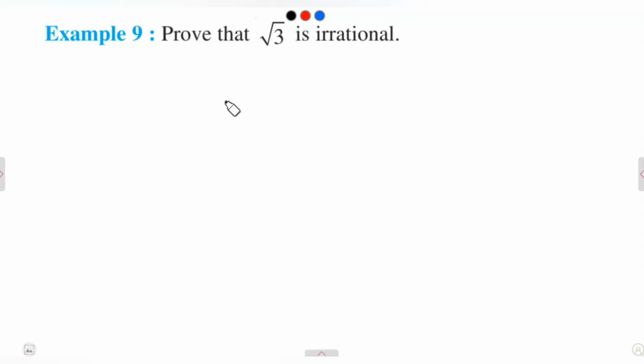Hi everyone. Today let us do some example sums related to proofs of irrational numbers. This is example 9 from your textbook. Prove root 3 is irrational. Now let us prove this root 3 is irrational.